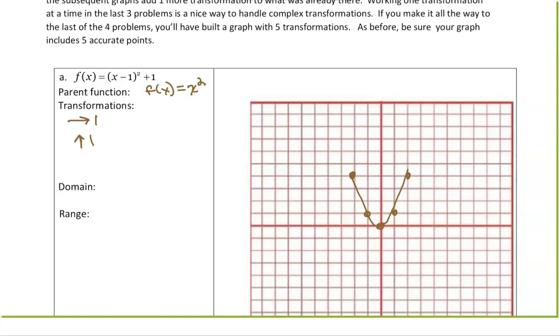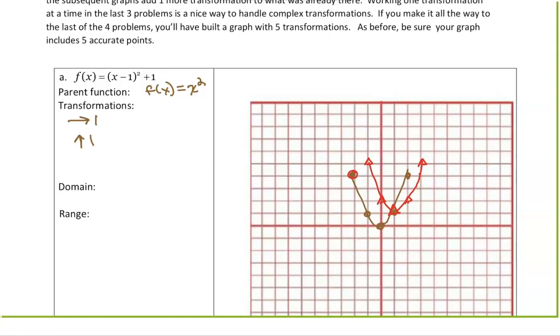And now we're going to do the transformation. And I'm only going to do a couple of quick things. We're going to go red. Okay, so from this position, I'm going to go to the right 1. So right 1, up 1. Right 1, up 1. Right 1, up 1. Right 1, up 1. All right, and there's your transformed function.